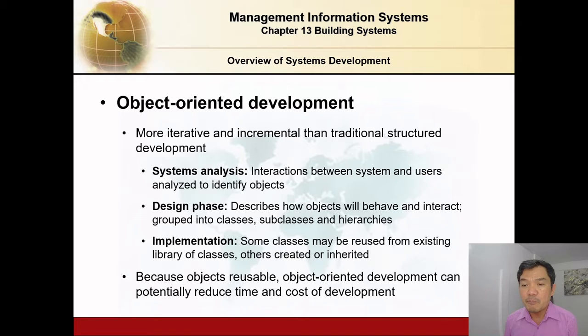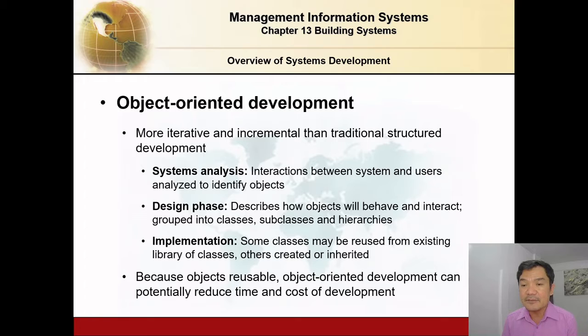Here we have more iterative and incremental development than the traditional structured approach to software development that we've discussed earlier. If we look at it, there are three major processes here. We have systems analysis, which focuses on the interaction between system and user, analyzed to identify objects. So instead of traditional documentation of the organization, we are looking at different objects. An object can be a person, a document, or a concept or process within the organization.